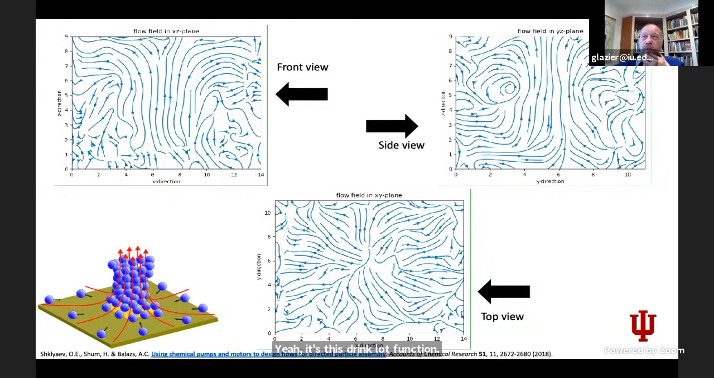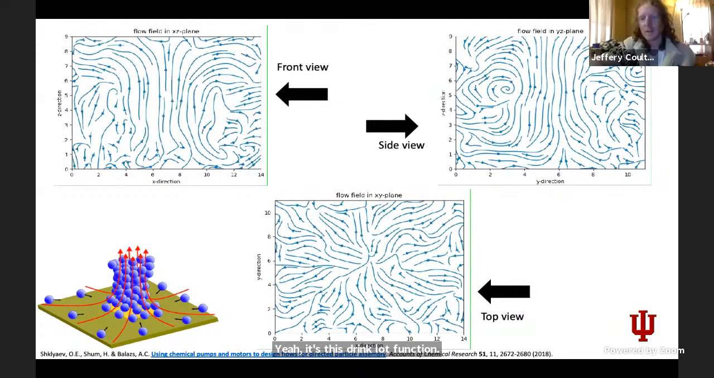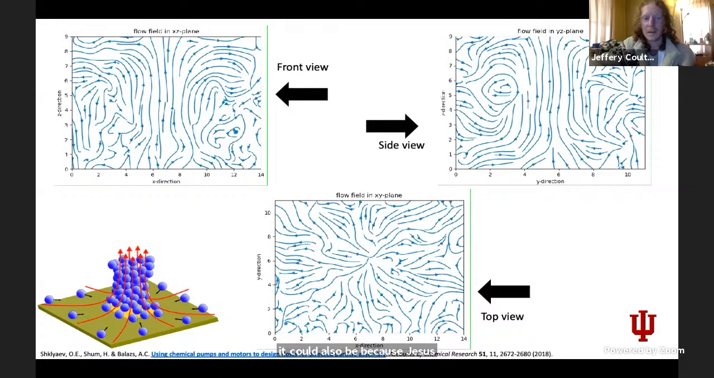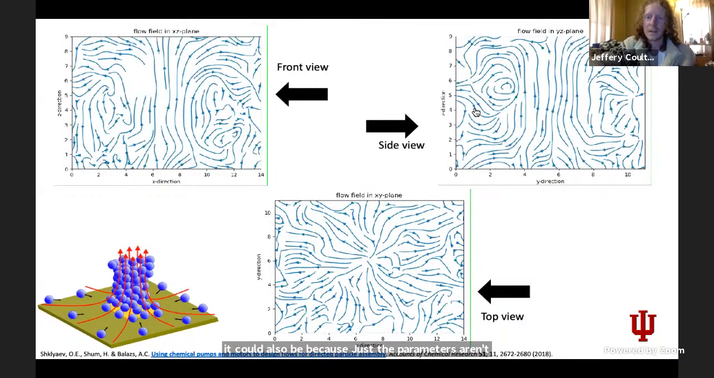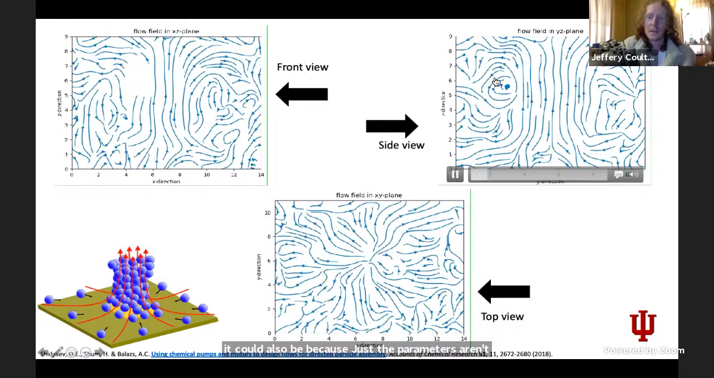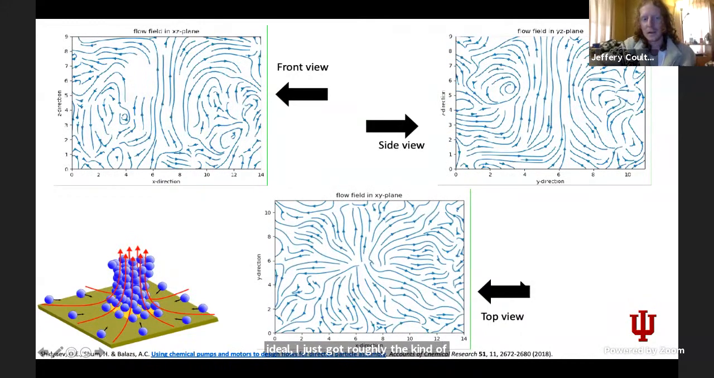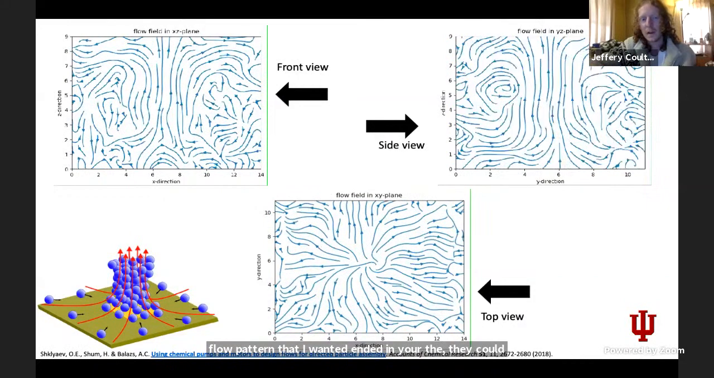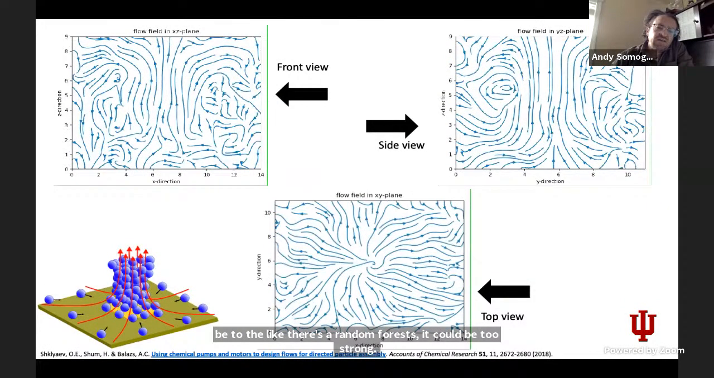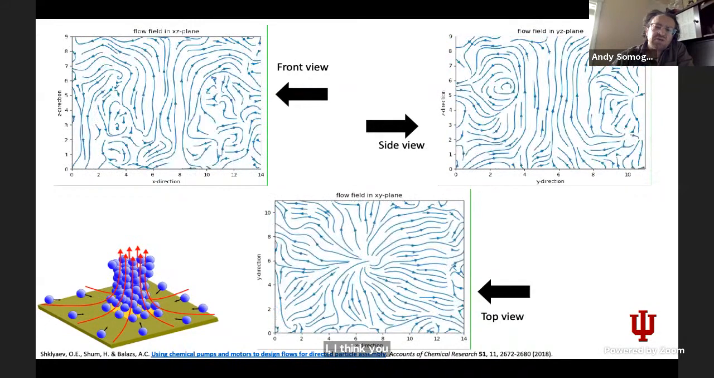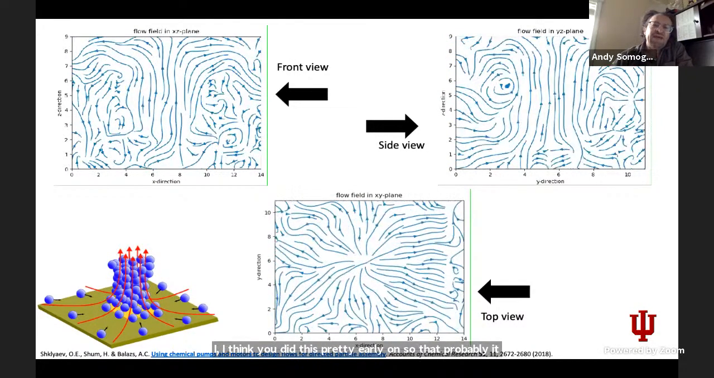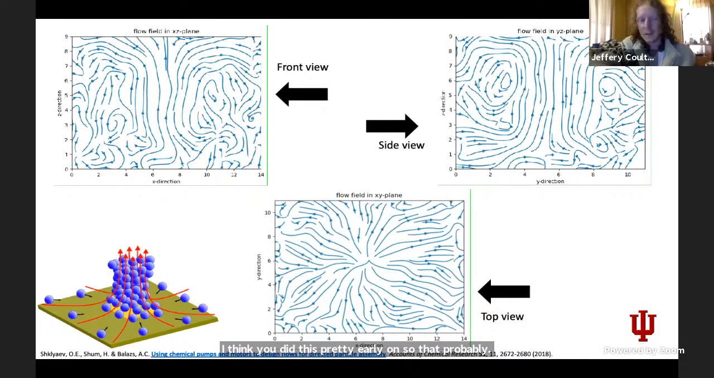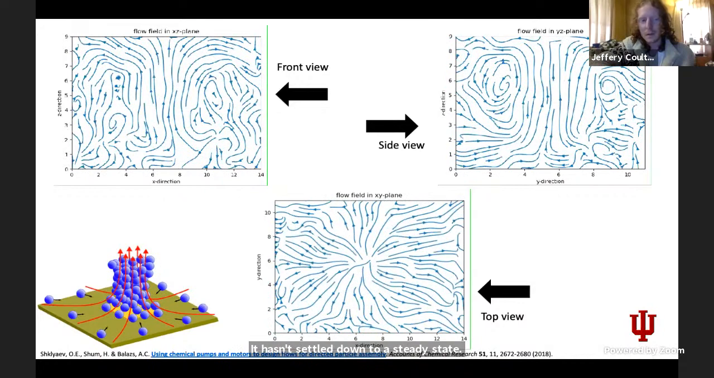I'm just wondering why it's so noisy. It could also be because the parameters aren't ideal. I just got roughly the kind of flow pattern that I wanted, and didn't really tune it. It could be there's a random force. It could be too strong. I think you did this pretty early on, so maybe it hasn't settled down to a steady state. Yeah, that's also a problem.